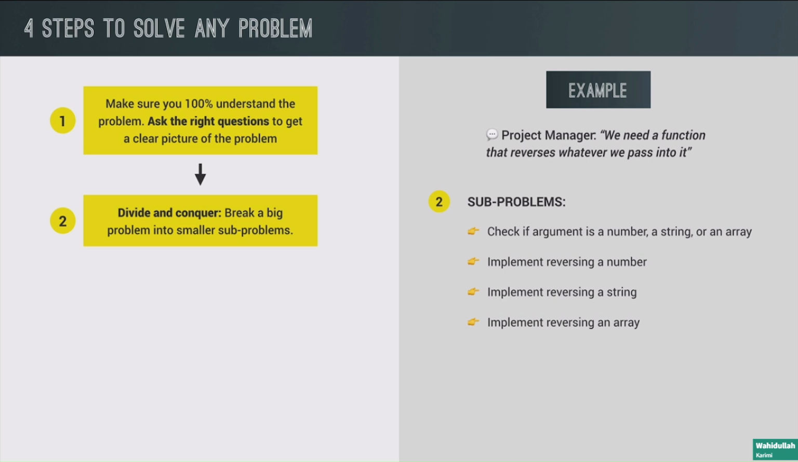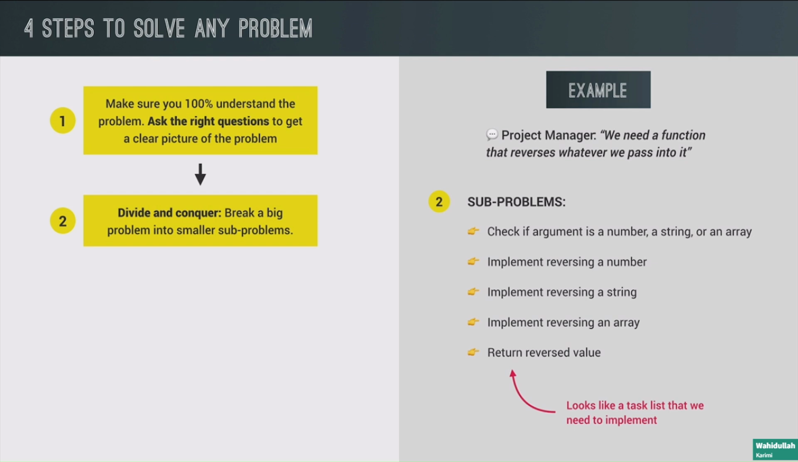Finally, we then also need, of course, to return the reversed value. So these are our subproblems, and they kind of look like a task list that we now need to go ahead and implement. And this is great, because it makes our work so much easier now.